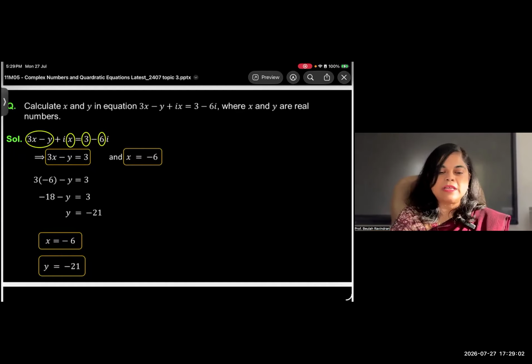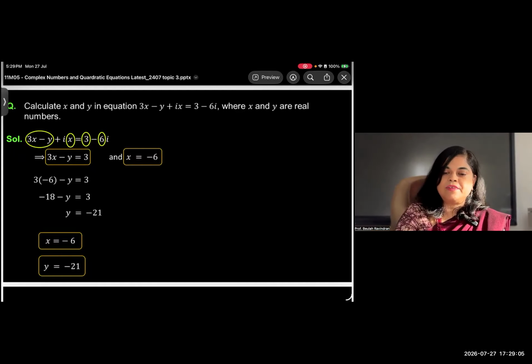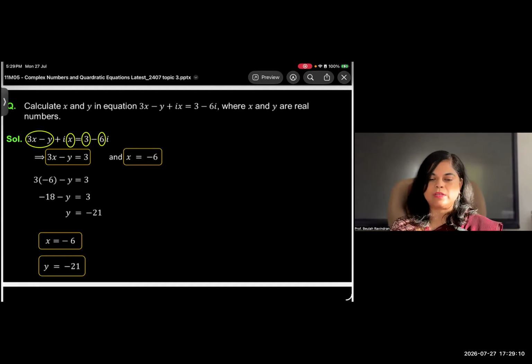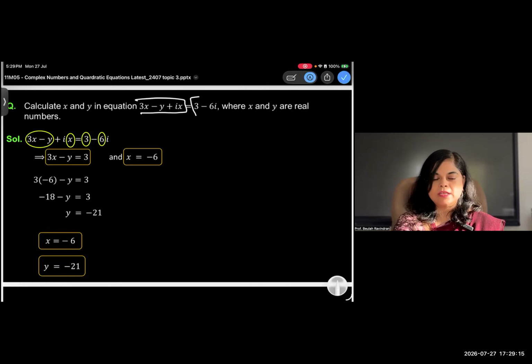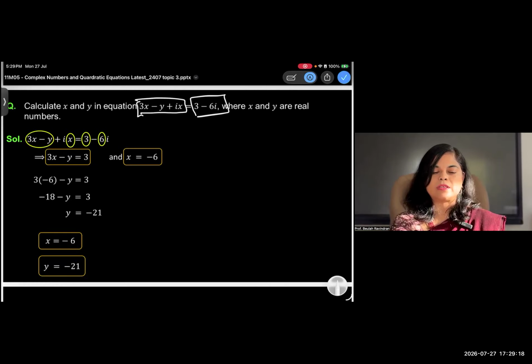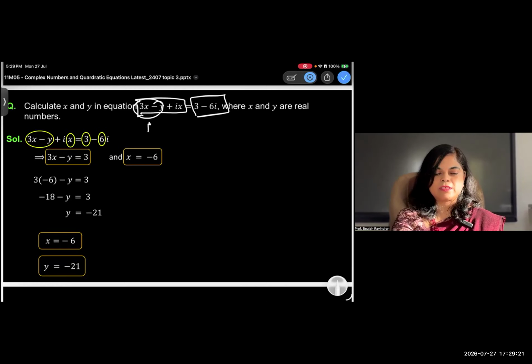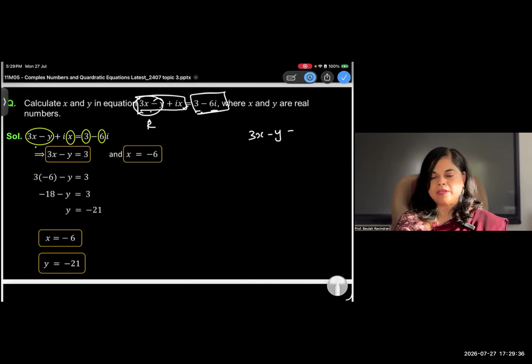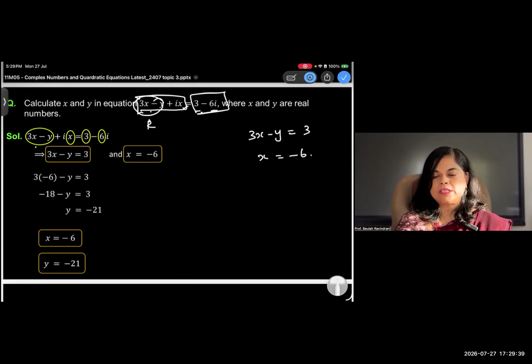Suppose you are given an equation and asked to calculate x and y, where x and y are real numbers. How can you equate this? Here, the real part is 3x minus y, and the imaginary part is x. On the other side, the real part is 3 and the imaginary part is negative 6. So you have to equate real part to real part and imaginary part to imaginary part. So x is equal to minus 6.